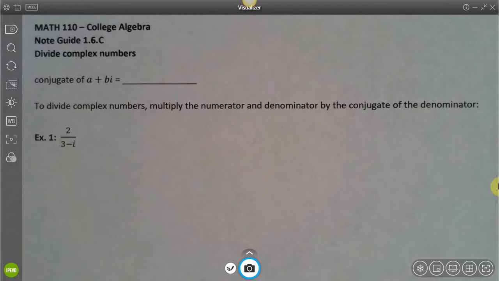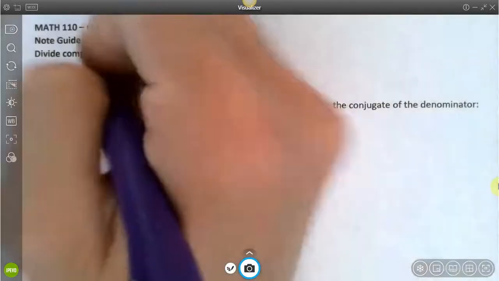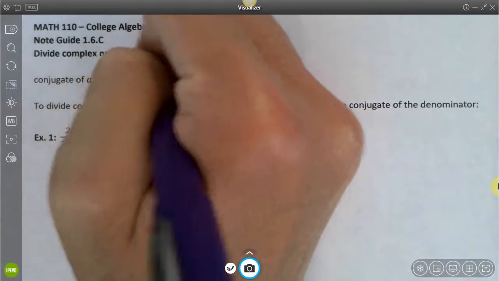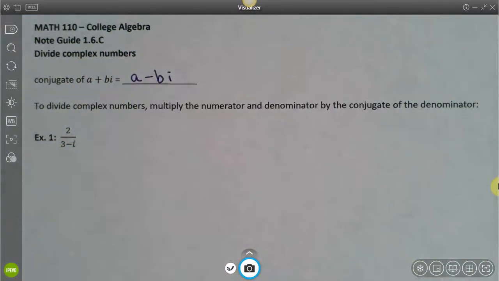Dividing complex numbers is going to look very similar to rationalizing denominators when the denominator has two terms. And just as we talked about conjugates at that time, conjugate here is defined the same way. The conjugate of a plus bi is just a minus bi, and vice versa. You're just changing the sign in between the real and imaginary parts.